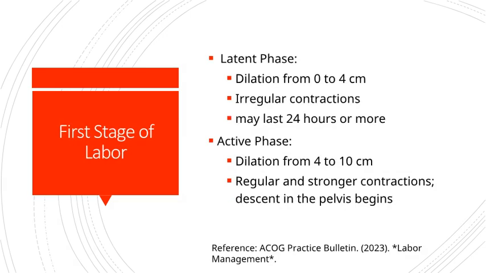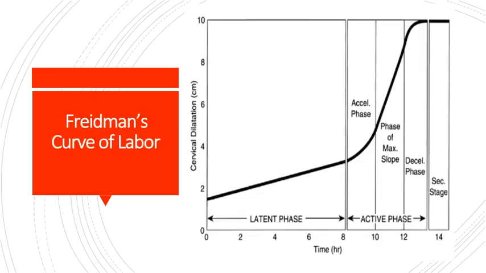During the latent phase, patients may experience mild and irregular contractions that can last several hours or even more than 24 hours. In contrast, during the active phase, contractions are stronger and regular, indicating that labor is progressing. Friedman's curve of labor represents the typical pattern of labor progression. It divides labor into 2 main phases: the latent phase, where cervical dilation is slow, and the active phase, where dilation progresses more rapidly from 4 to 10 centimeters.